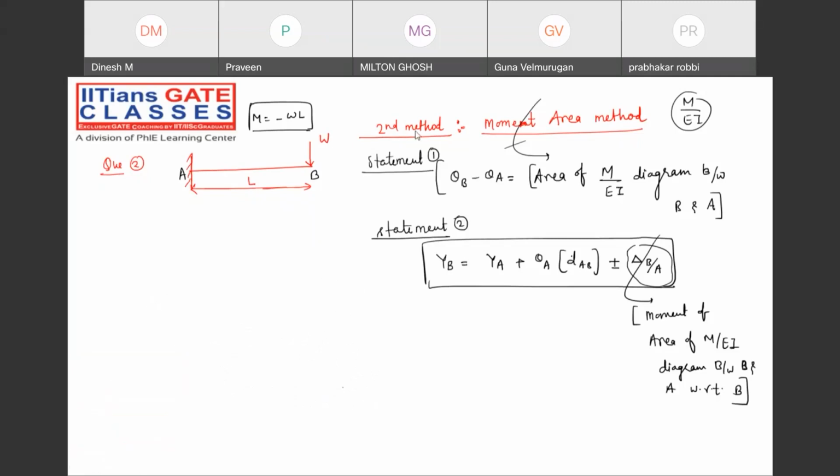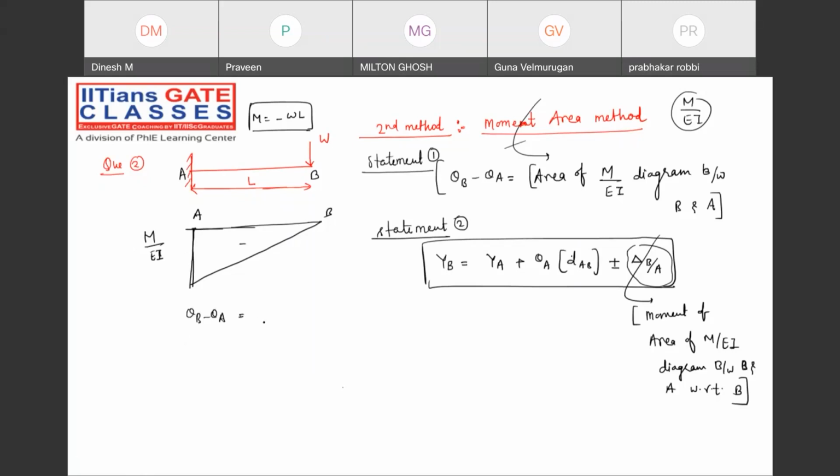Yes. The diagram will be a triangle. Yes or no? The bending moment at the free end will be 0, because there is no distance. Right? So this will be my M by EI diagram, where M is nothing but minus W into L. So now this is the bending moment diagram. What is theta B minus theta A?